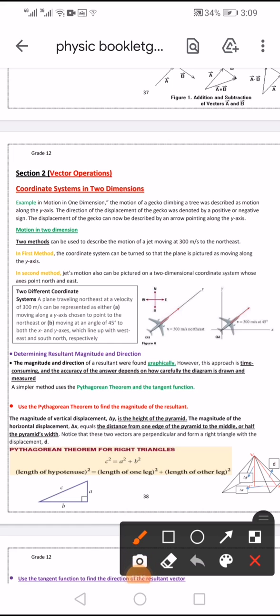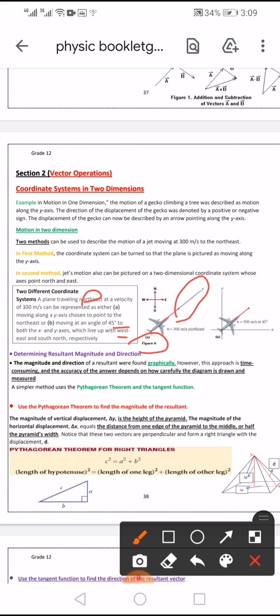Two different coordinate systems. A plane traveling northeast at a velocity of 300 meters per second can be represented either in figure A, moving along the y-axis, or pointing to the northeast, or B, moving at an angle of 45 degrees to both the x and y-axes, which line up with west-east and south-north respectively.